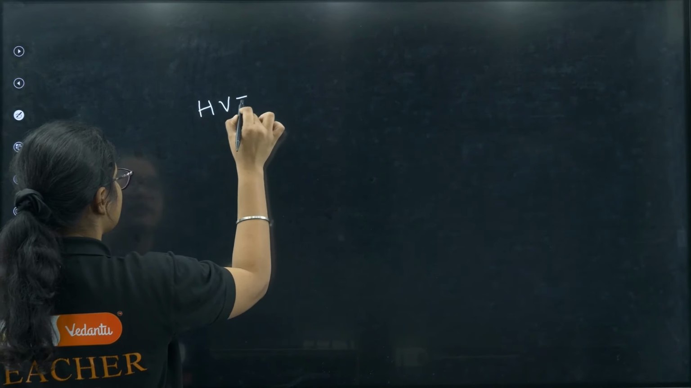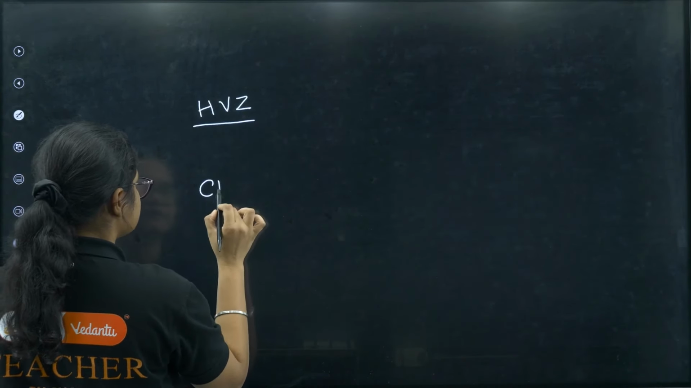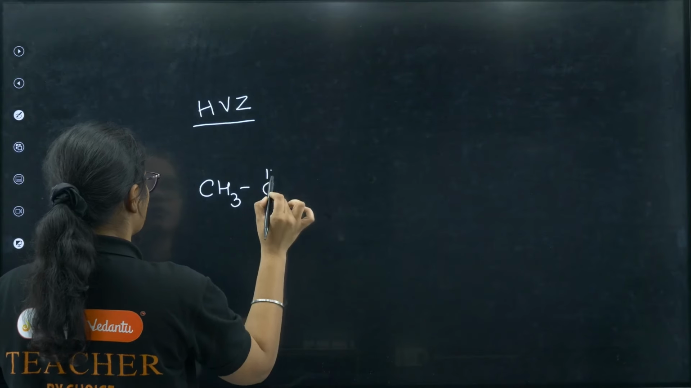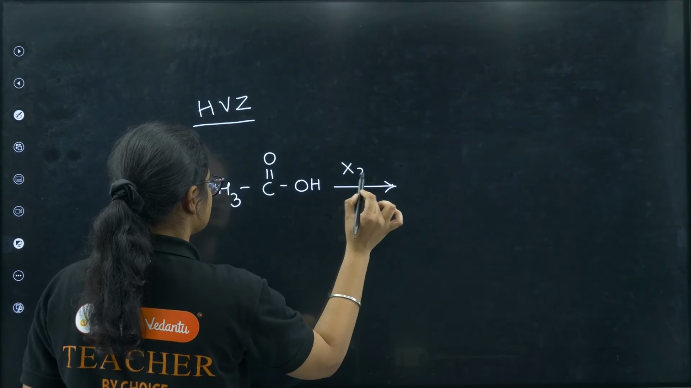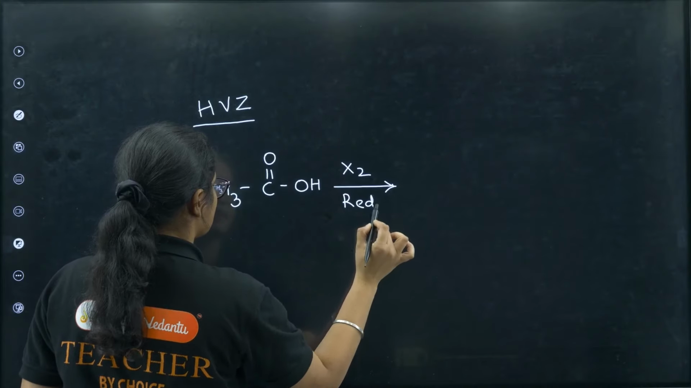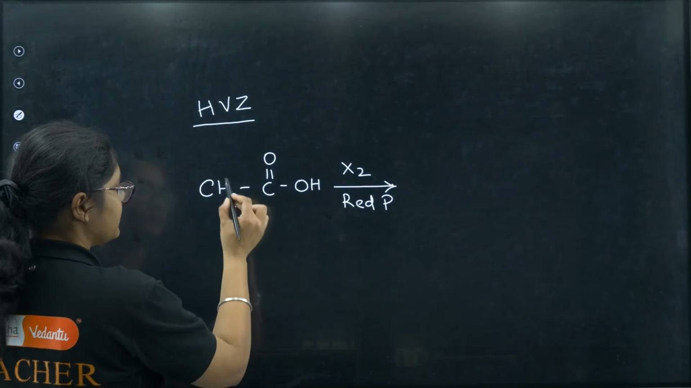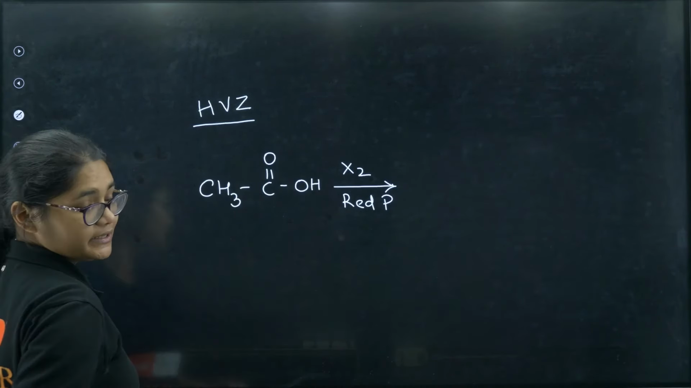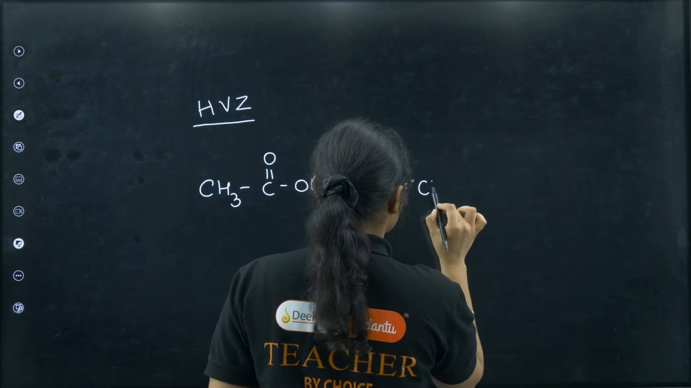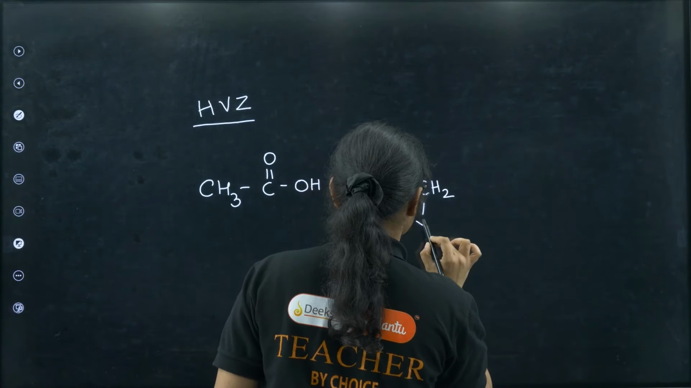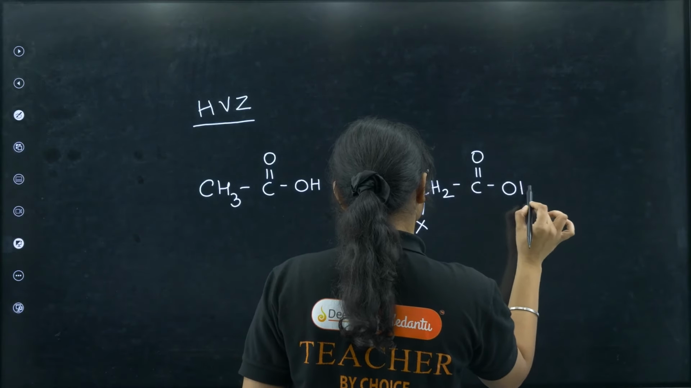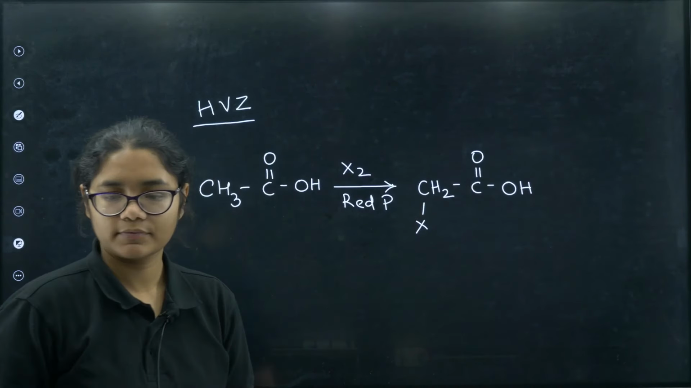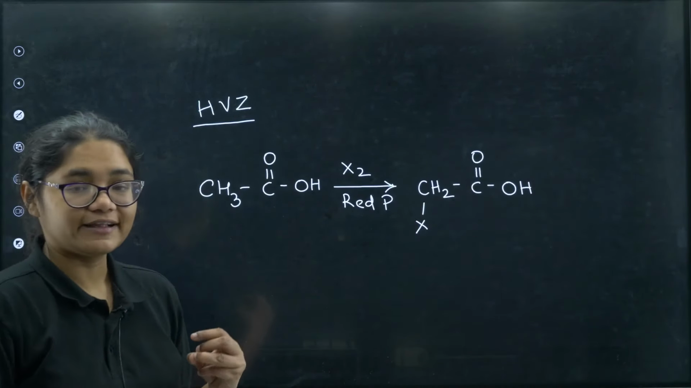Very important. So if you have, for example, CH3COOH, and you use the reagent X2 with red phosphorus, what will happen? This H will be replaced with X. So what will I get here? CH2X, and we have C double bond O, OH. Clear? That is the HVZ reaction.